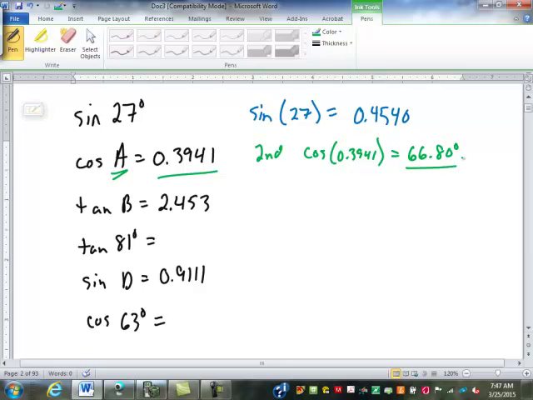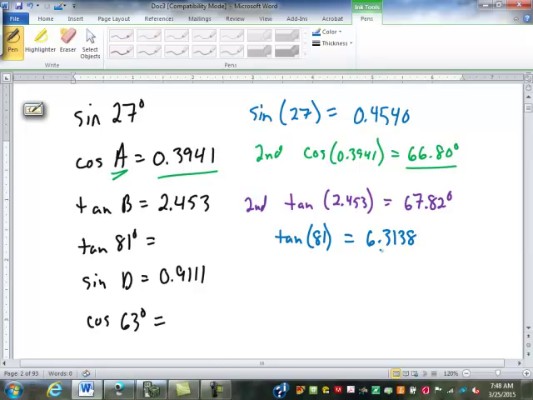Who got the first two right so far? Who has no clue where the first two came from so far? Everybody's doing good. Cool. Tangent. Second or no second? Second. So tangent, second tangent, 2.453 gives us what as an angle? 67.82 degrees. Good. Next one, once again, tangent. Second or no second? No second. So just tangent of 81 is 6.3138. Very good.